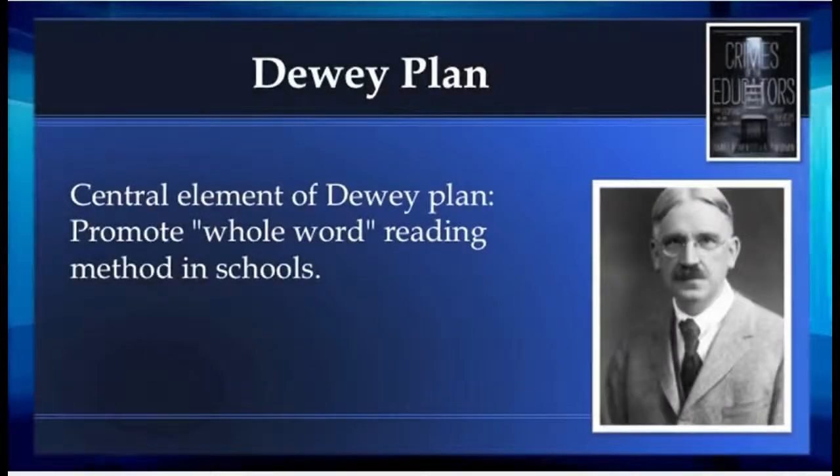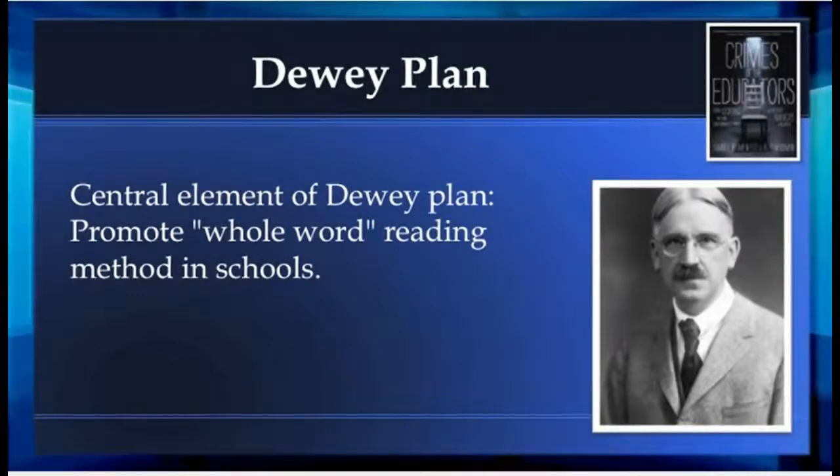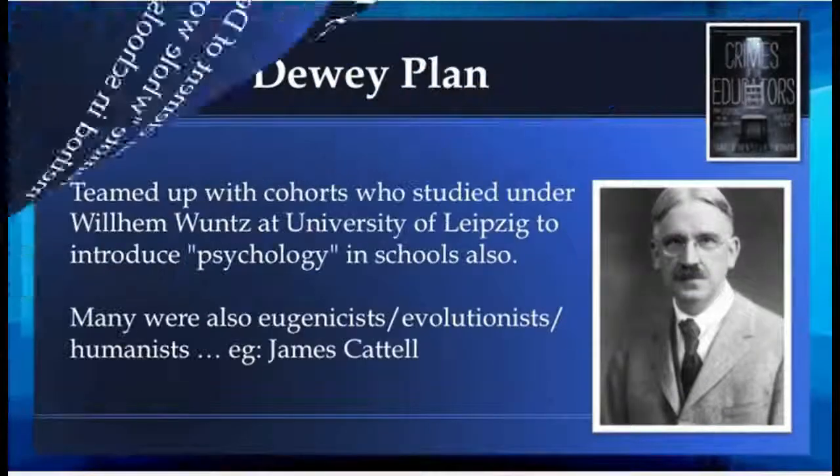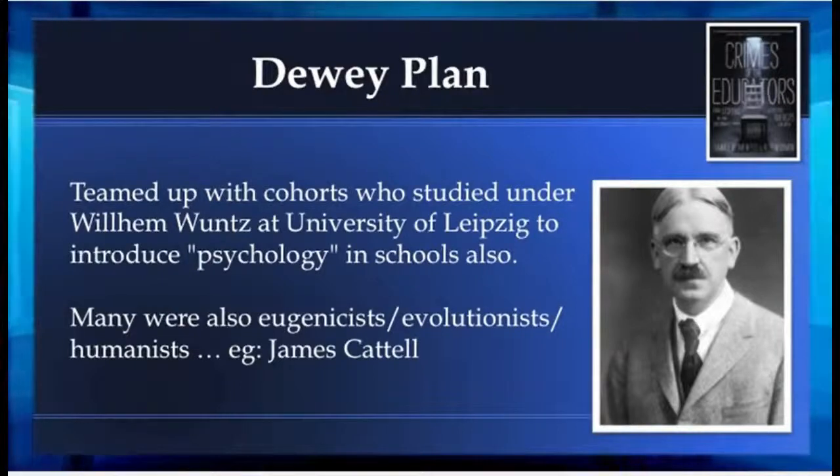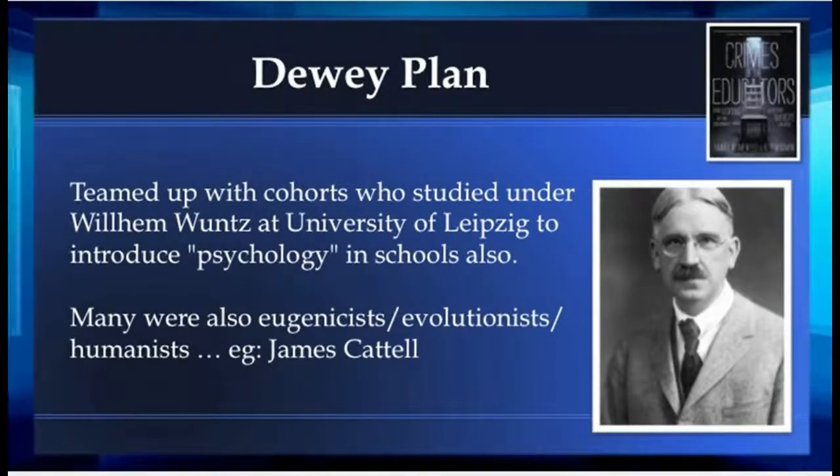So the Dewey Plan, basically, the central element of it at least, was to promote this whole word method that we discussed earlier in all the government schools. He teamed up with a wide array of fellow humanists and socialists, a lot of whom studied under Wilhelm Wundt at the University of Leipzig, and they introduced behavioral psychology into the schools, where you treat the children as kind of animals, stimulus-response organisms, that you insert a stimulus and then they react in a certain way. Very Pavlovian. A lot, again, were eugenicists. Almost all of them were evolutionists and humanists.